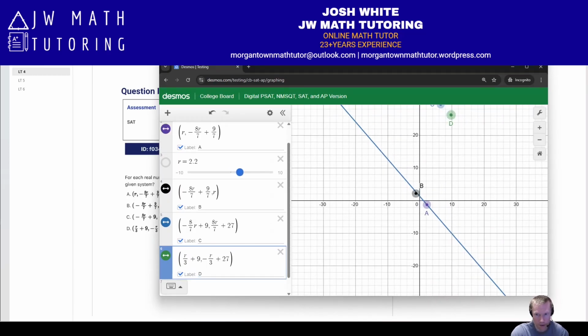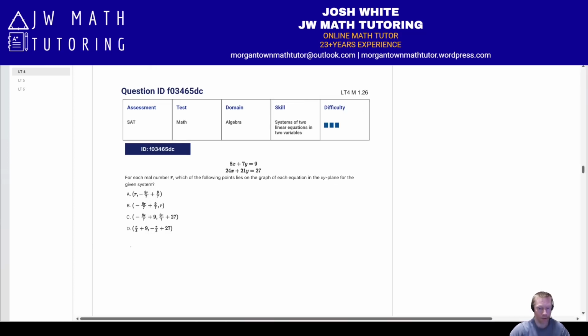Now, as I move the slider, notice A stays on the line, but B does not. B appears to be on the line for certain values of R, but A is the only one that stays on the line for every value of R the entire time. So the correct answer for this problem is just letter A.